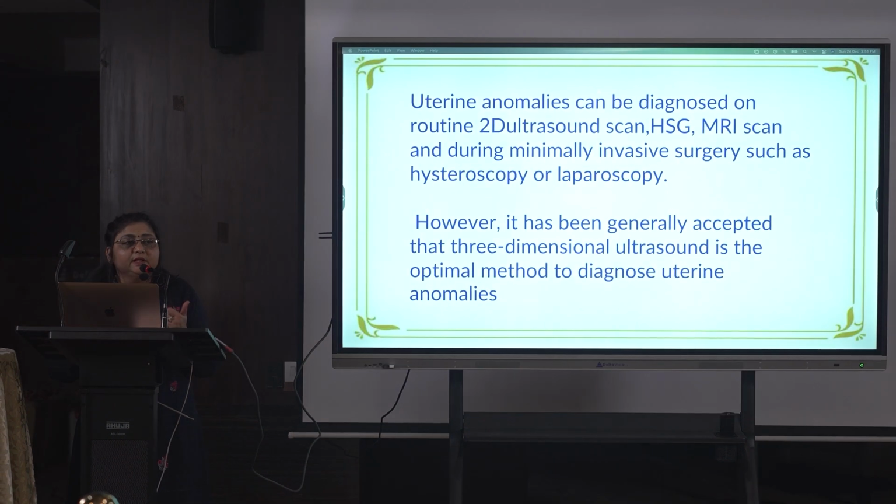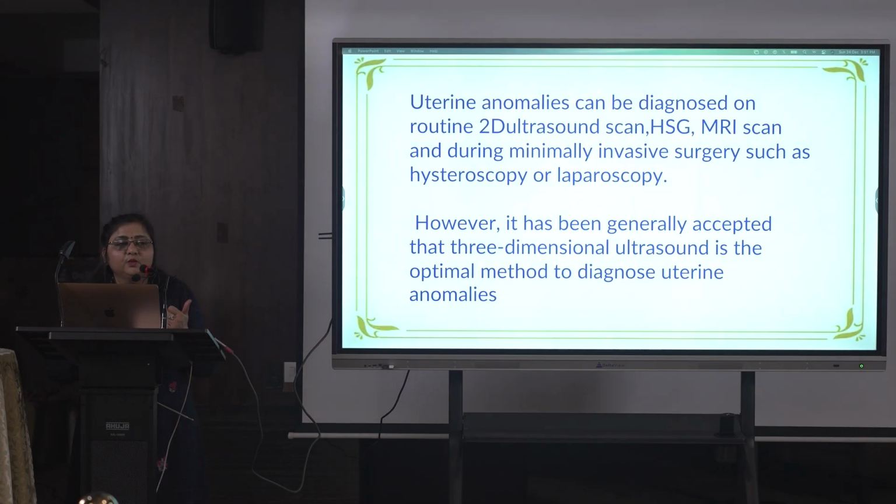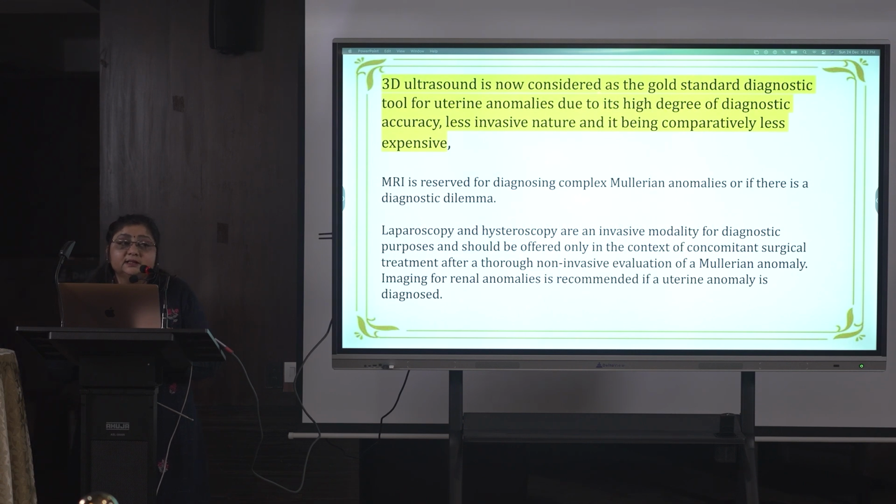And it has been generally accepted that 3D ultrasound of the uterus that we do to take a coronal section of the uterus is the optimal method to diagnose the uterine anomalies, and it is considered the gold standard diagnostic tool for uterine anomalies due to its high degree of diagnostic accuracy, less invasive nature and being comparatively less expensive.